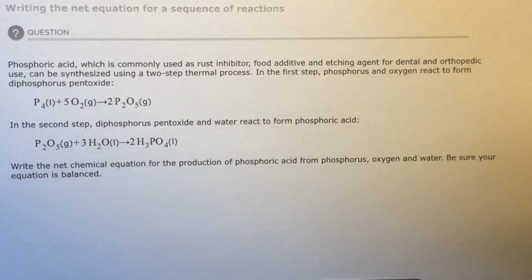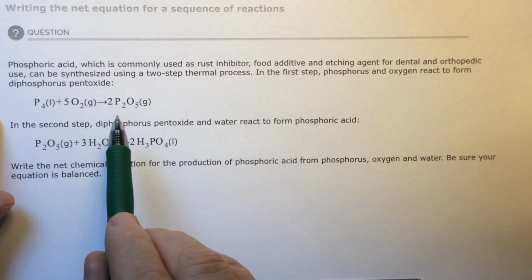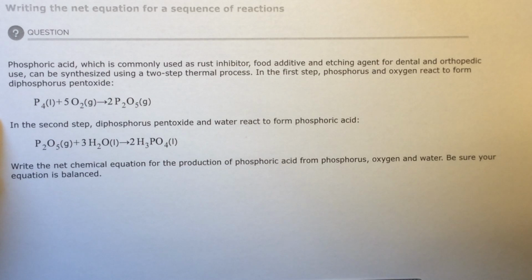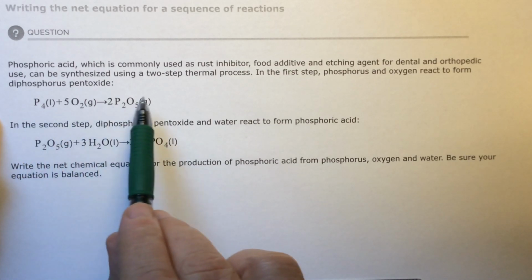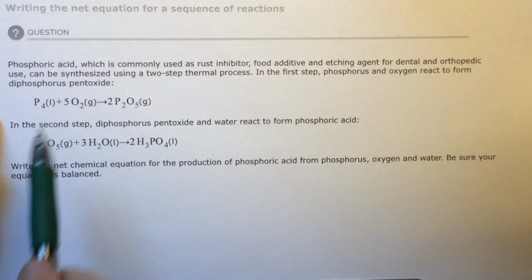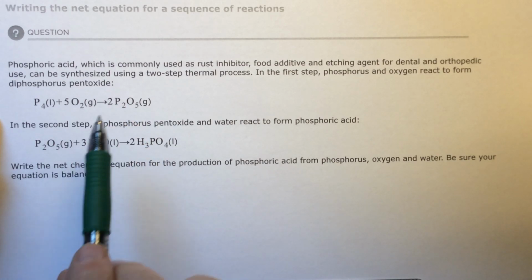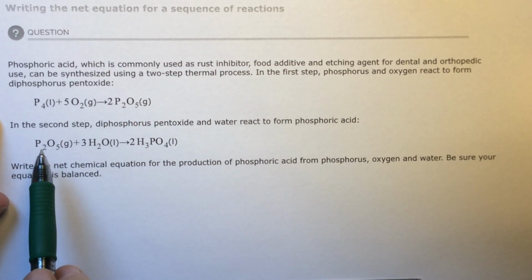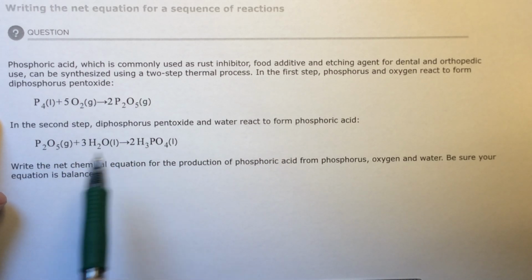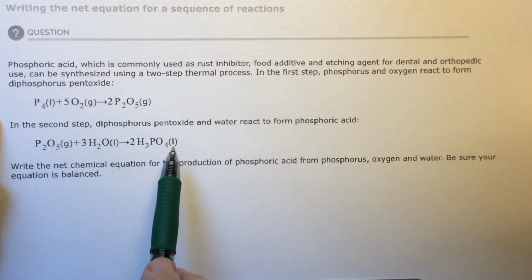Okay, so let's see if we can do this. We've got phosphorus plus 5 oxygens yields 2 diphosphorus pentoxide. Okay. Now that means for every time this runs, 2 molecules of these are going to be made. But in the second step, this is being added with water and it's turning into the phosphoric acid. Well, this means that every time this one runs, one of these is going to be used up.